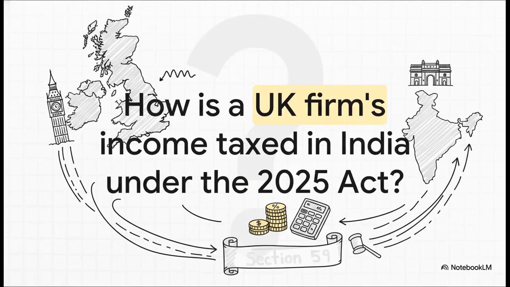So, to really get a grip on this, let's start with a practical question. Imagine there's a company based in the UK. They have an office in Mumbai, and from that office, they provide tech support to their Indian clients. The big question is, how does India tax the income they make from this, especially under the new 2025 Act? Well, Section 59 is where we find the answer.